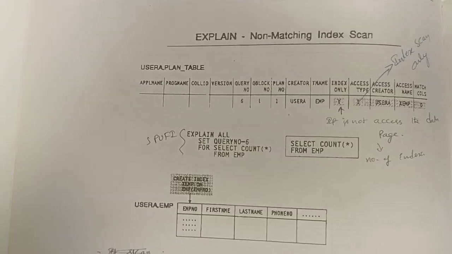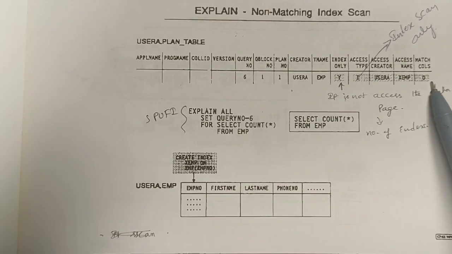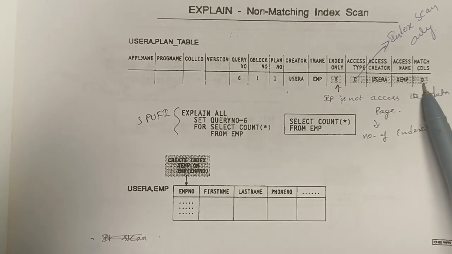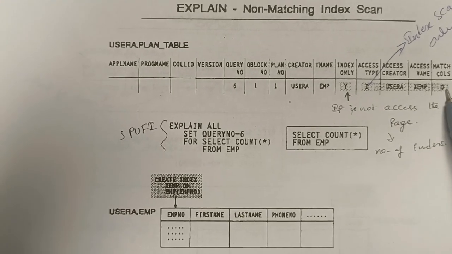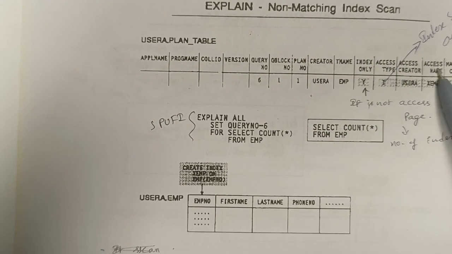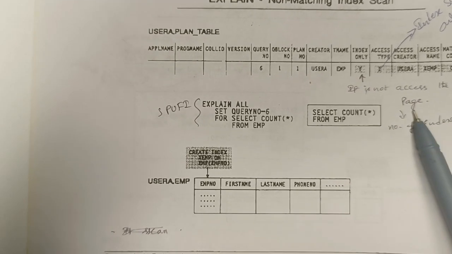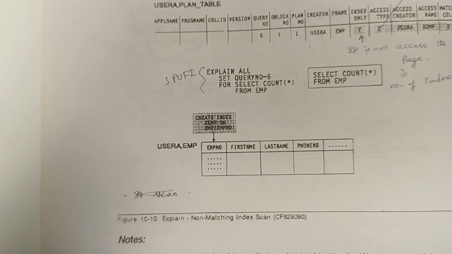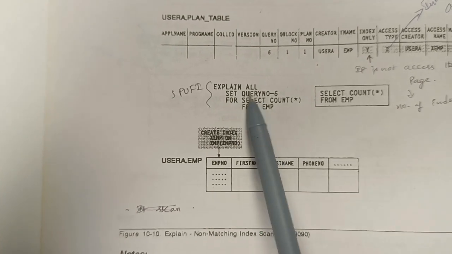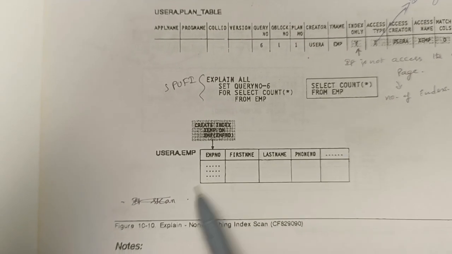Now we have to see another type, the non-matching index scan. If you are giving a non-matching index scan, the difference is that the match columns field should contain the value 0. That is called non-matching index scan. If you give a non-matching index scan, it will access all the leaf pages. That is the difference between matching and non-matching index scan. Here again is a query by using SPUFI, giving a select count star from table.